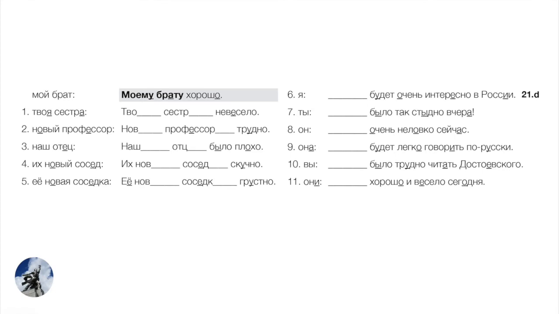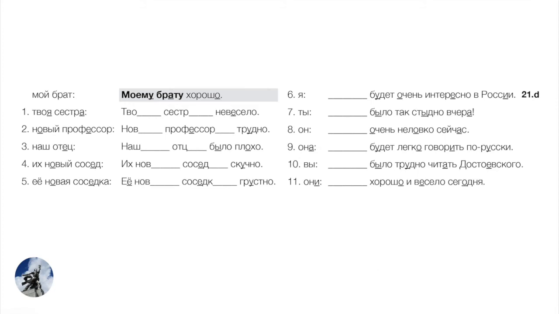Number 3, наш отец, our father, he felt bad. Note the past tense. Ему было плохо. Нашему отцу было плохо. Our father felt bad. Number 4, their new neighbor. Их новому соседу скучно. He feels bored. Number 5, ее новая соседка, her new neighbor, feminine, feels sad. Ее новой соседке грустно. Number 6, things will be very interesting for me in Russia. Now note here the future tense. Мне будет очень интересно в России.